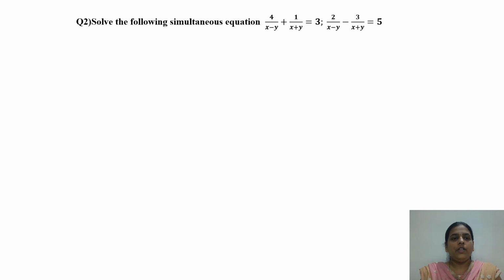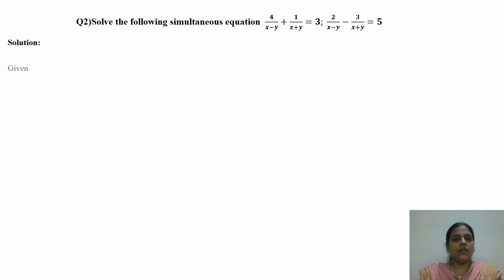Okay, next question is question number 2, that is solve the following simultaneous equations. 4 upon x minus y plus 1 upon x plus y is equal to 3. Then 2 upon x minus y minus 3 upon x plus y is equal to 5. So these given equations are not linear, so we want to convert the non-linear equations to linear equations and after that solve the simultaneous equations. So we will start here.